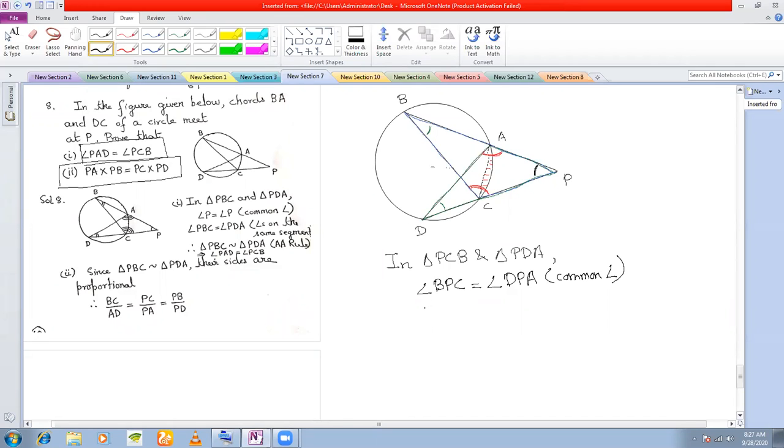Next, you write the green angles to be equal. The green angles are PBC and PDA, angles on the same segment. So therefore triangle PCB is similar to triangle PDA. This is by the angle rule.